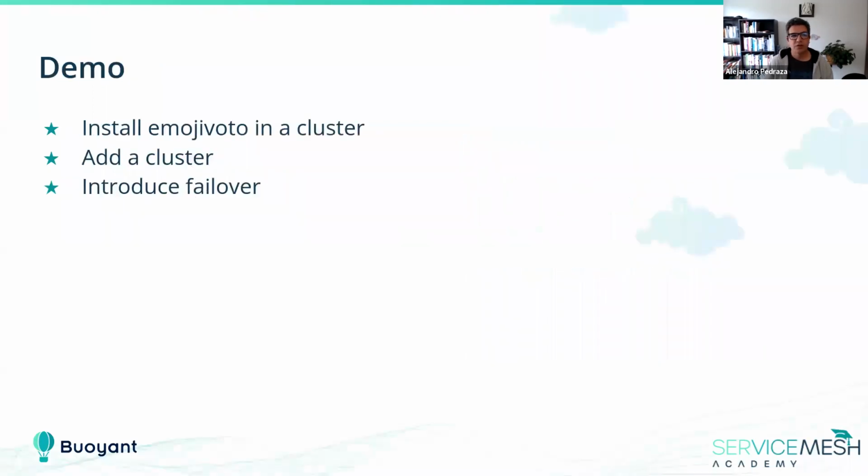Okay, so we're going to start with the demo. We're going to start with one cluster. We're going to install Emojivoto, which is the app we always use for these kinds of demos. Then we're going to add another cluster. We're going to route some of the services from one cluster to the other. And then we're going to have parallel installations of Emojivoto in both clusters and introduce failover. So whenever one service fails in one cluster, we can use the service on the other cluster. All right.